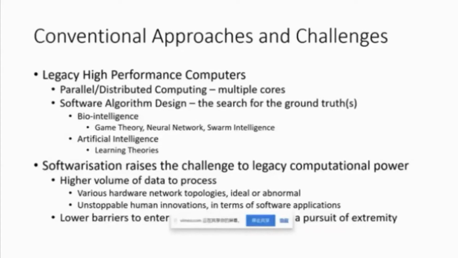I categorize these designs into two kinds. One is swarm intelligence, take neural network and swarm theories, for example. The other is artificial intelligence, take learning theories, for example. Summarization raises challenges to these conventional approaches.